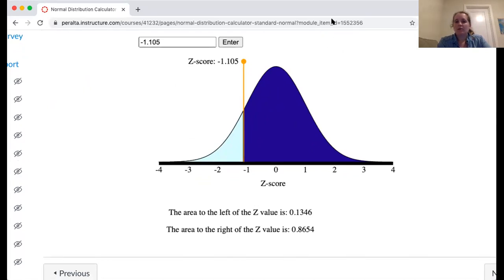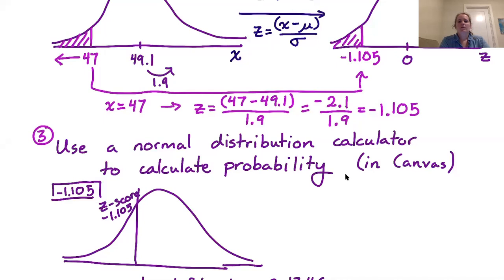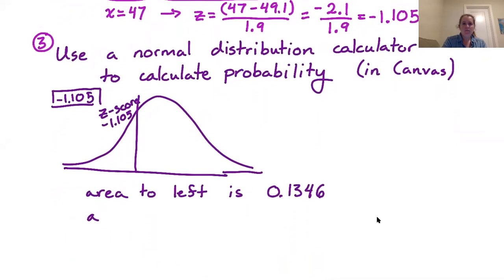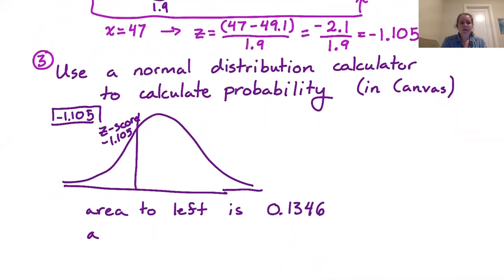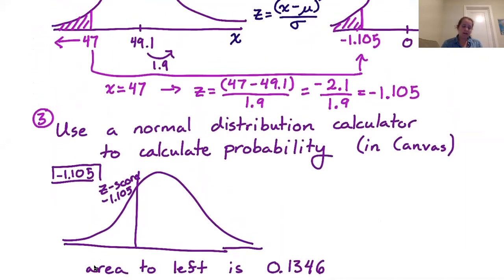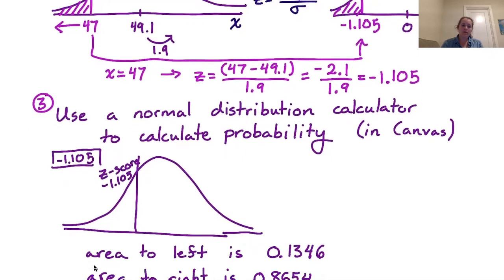So I'm going to switch back to my other share. I've drawn the picture down below, more or less. And the area to the left is 0.1346. And the area to the right is 0.8654. So for this problem we were working on, the original area that we wanted was the area to the left. So that's the one we want.